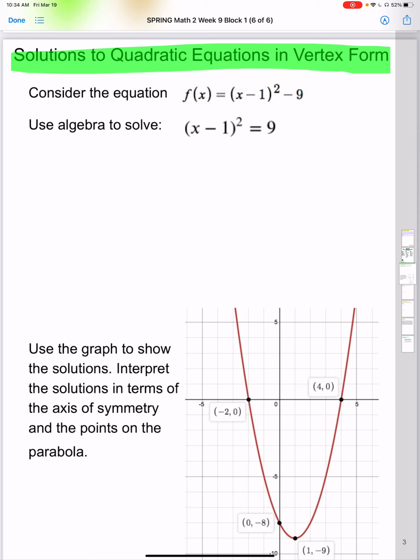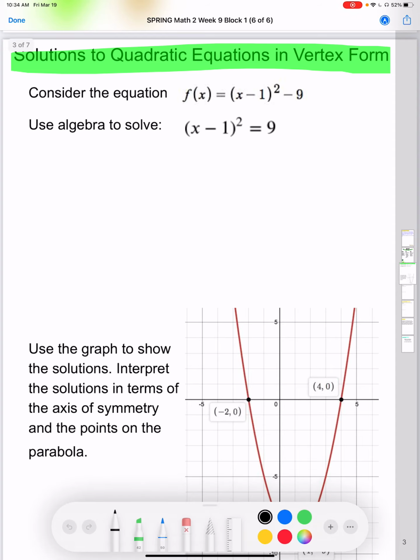So consider the equation f of x equals (x minus 1) quantity squared minus 9. Now, this equation we know is in vertex form, but we can actually solve it. You can see that the one below is very similar to it. All they did was add 9 to both sides. So you can replace f of x with a 0, set it equal to 0, and then add 9 to both sides. You'd end up getting this equation below. So we're going to pick up from here and use algebra to solve this.